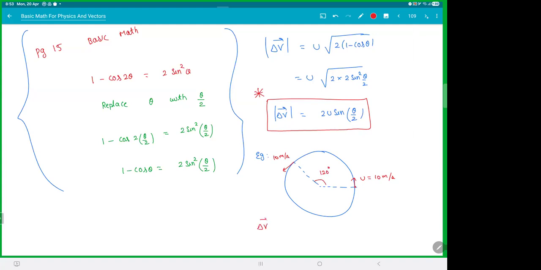Then from the formula, mod delta V will be 2u, which is 10, sine theta by 2, that's sine 120 by 2, which is sine 60, which is root 3 by 2, so just 10 root 3. That's how the question should be. They will say find the magnitude of change in velocity when the particle is rotated by 120 degrees, or rotated by something, whatever.